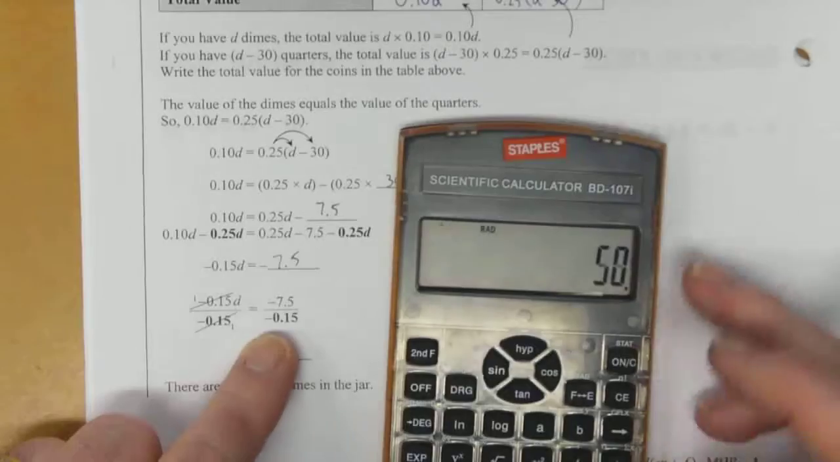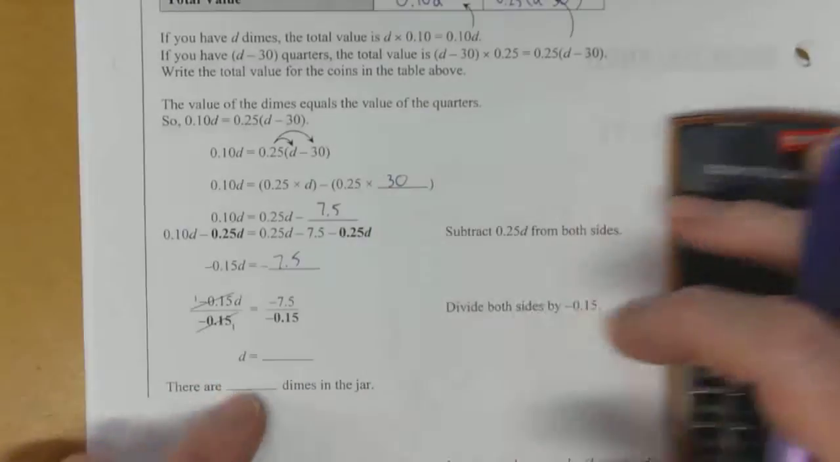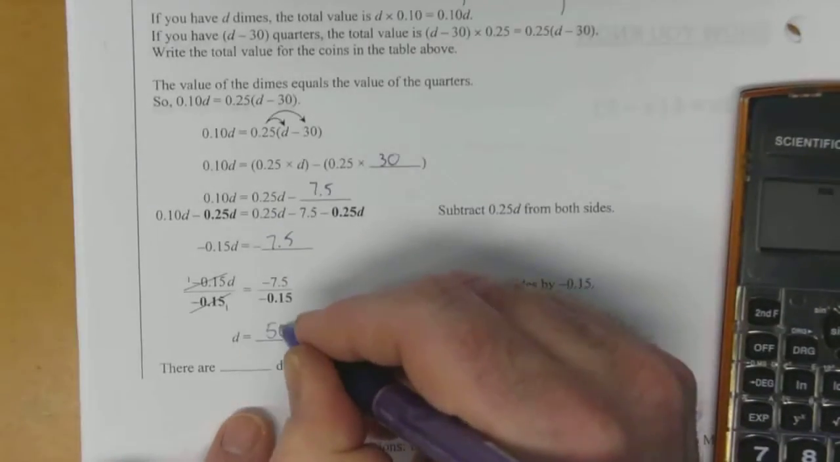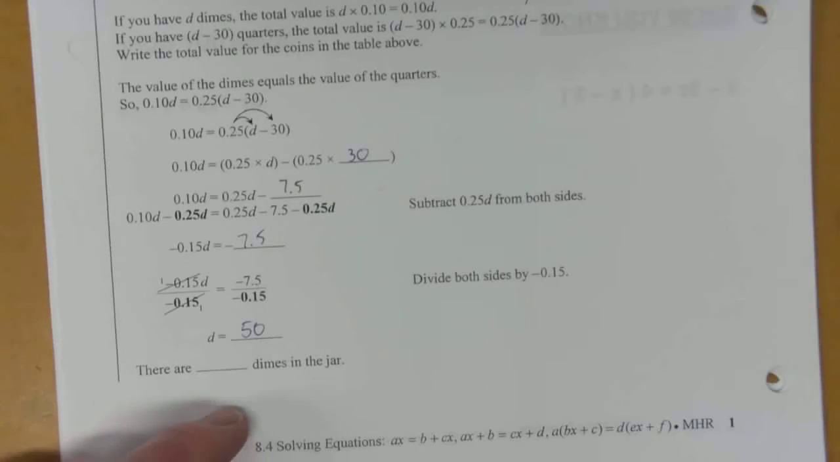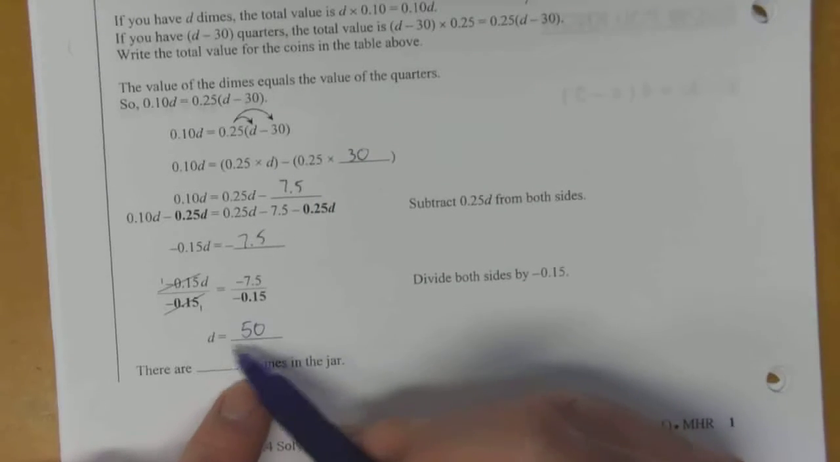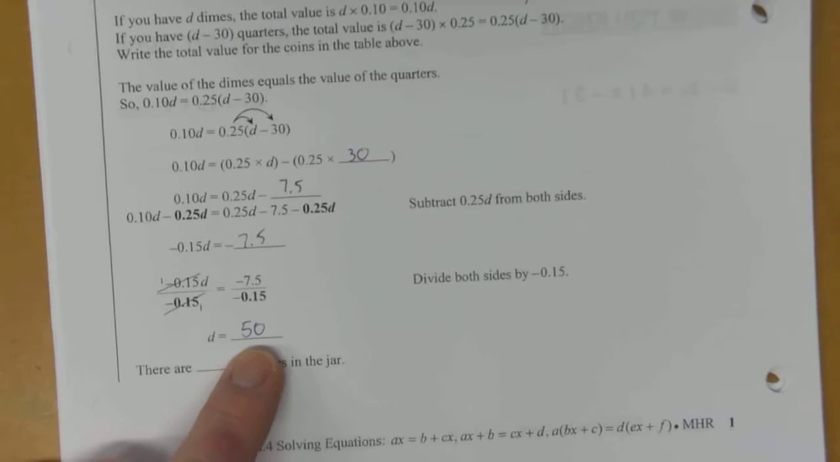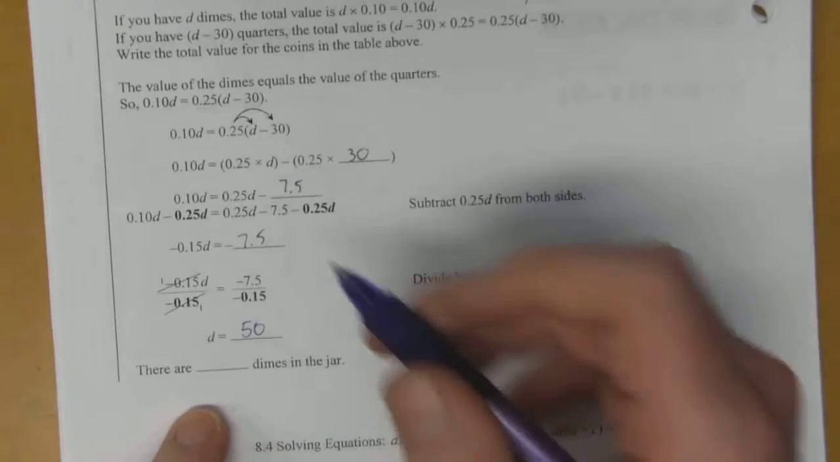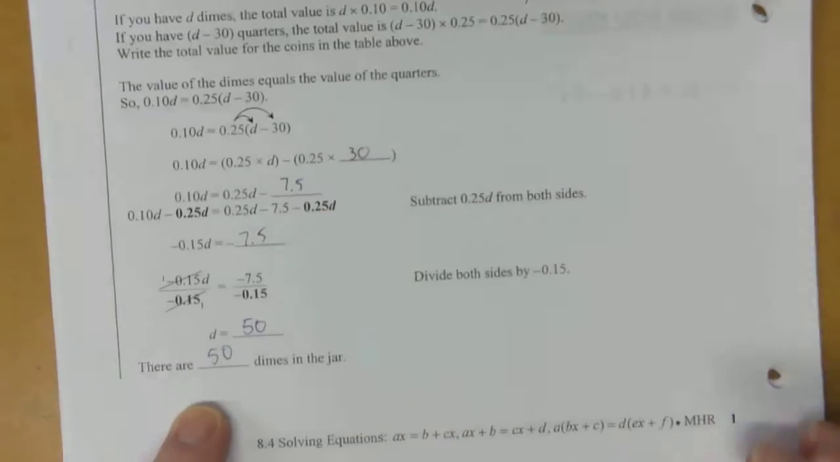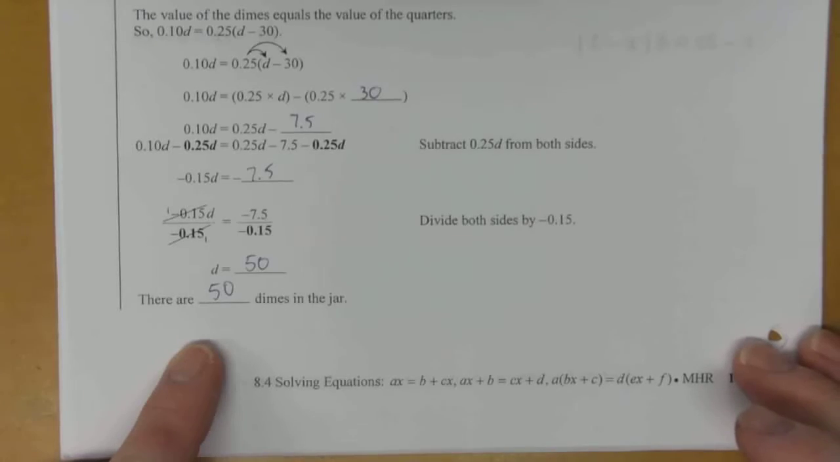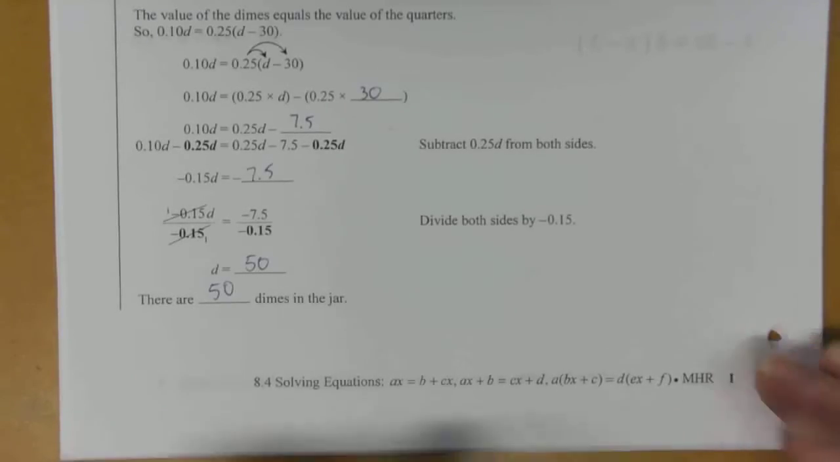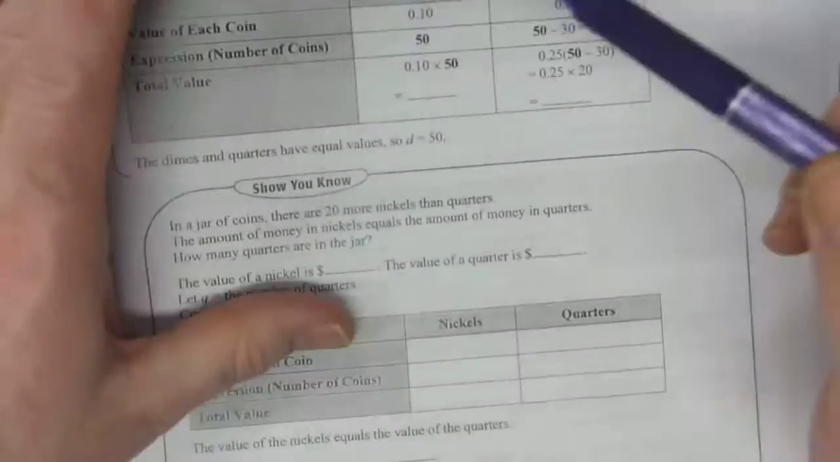So it's 50. Is that right? So D is equal to 50. So that means there are 50 dimes in the jar. But we're not done. We can check all this.